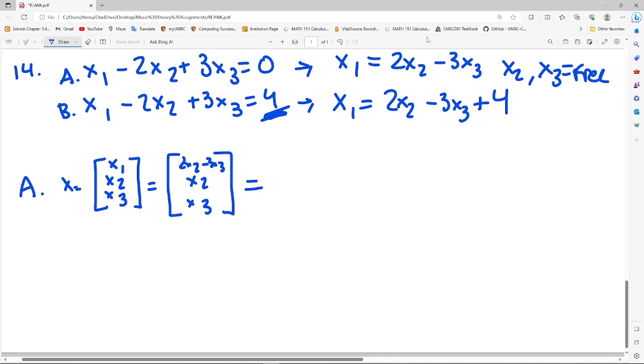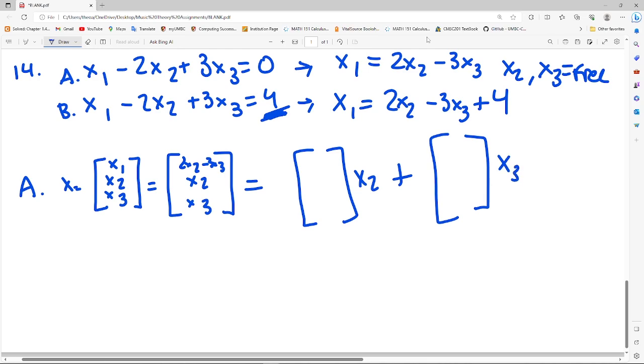So we're going to set this up. So remember what I said before. How many free variables we have are how many columns we're going to use. So right here we can see x1 is equal to 2x2 minus 3x3. So we have 2, negative 3. x2 is equal to x2, that's 1 and 0. And then x3 is equal to x3, that's 0 and 1 here. So this is the solution set for part A.